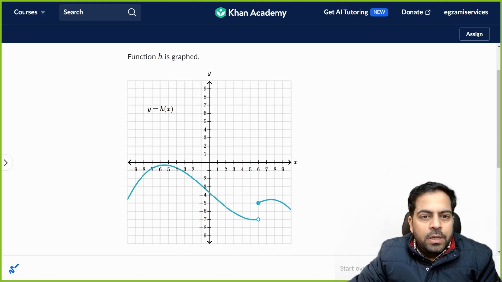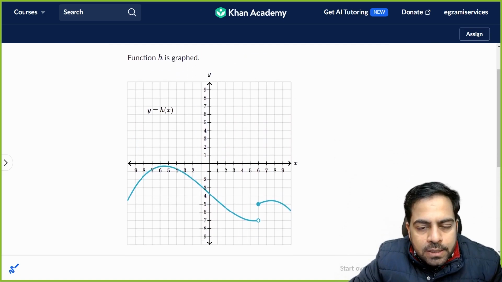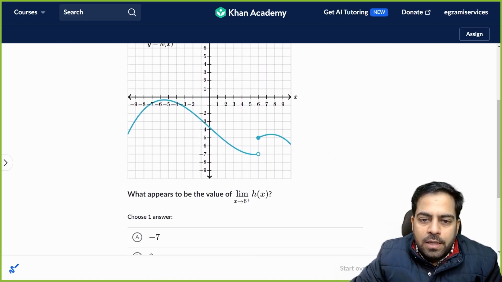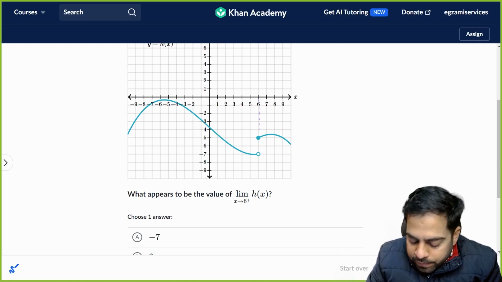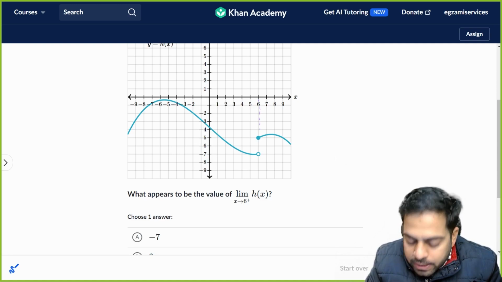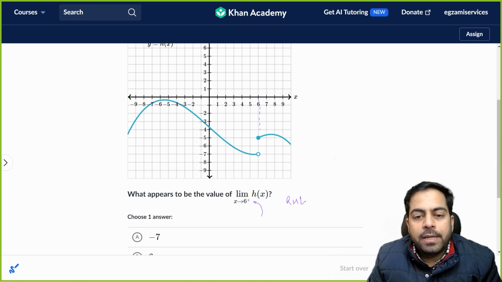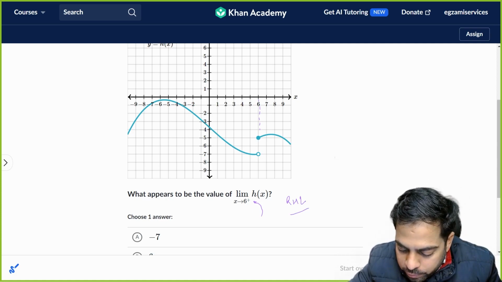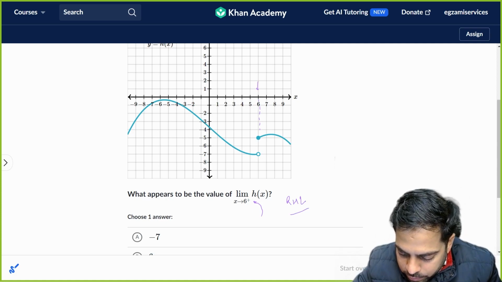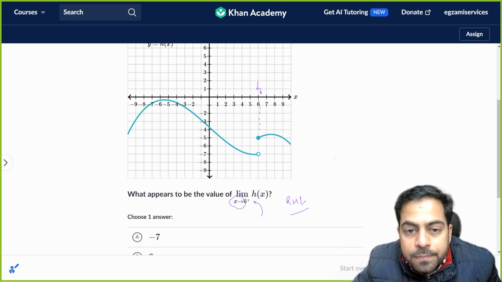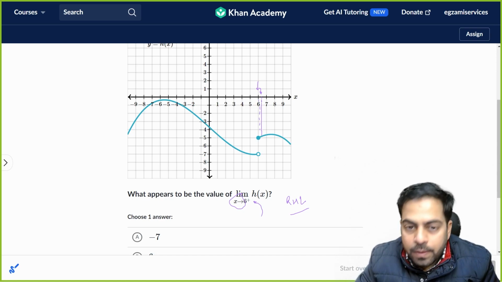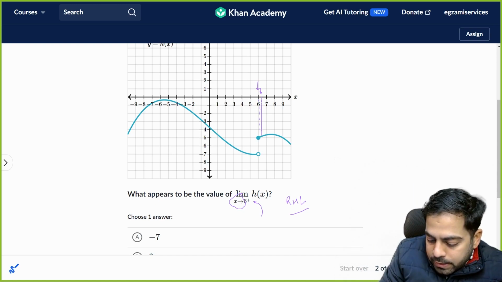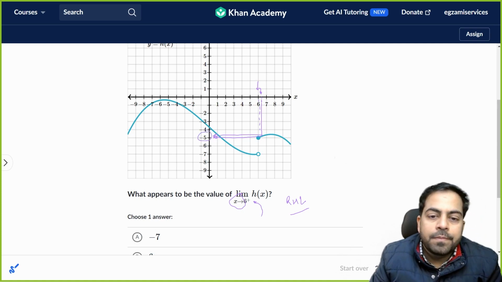All right. Function h is graphed below. Again, it's a broken graph here at x is equal to 6. But in this case, do you see this positive sign? It means we are looking for RHL, right-handed limit. So we'll go to 6 because it says x goes to 6. We go to its right hand side, and on its right hand side I'll go on to the graph, and I will see where that graph is approaching. As you can see, that graph is approaching -5, right?